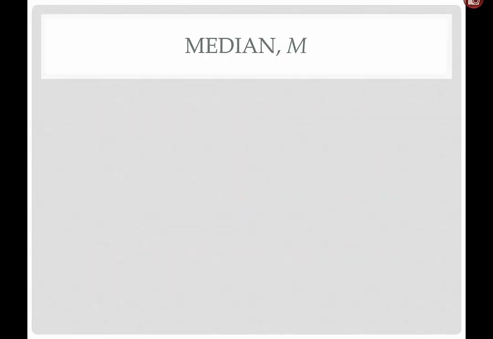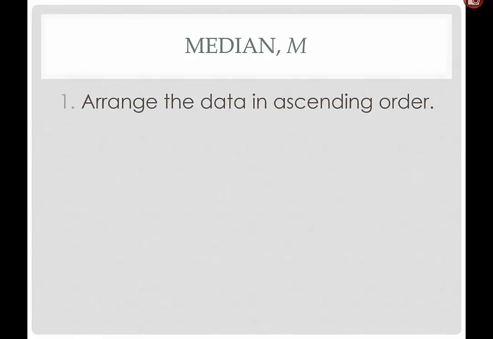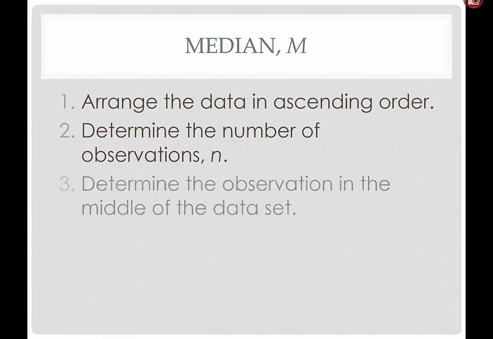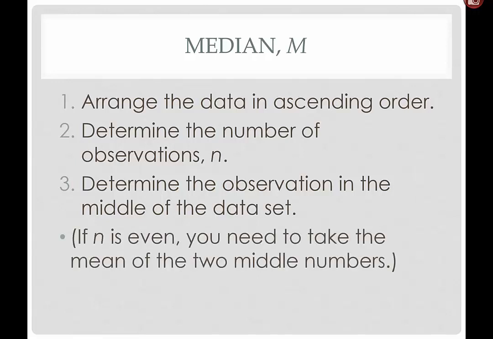Now let's take a look at the median. In order to find the median, which we denote with a capital M, first we arrange the data in ascending order, so from least to greatest, and then we determine how many data pieces there are, how many observations there are, that's your n, and then you're going to find the middle of the data set. So if there's an odd number of data values, then you're going to take the one that's exactly in the middle. If there's an even number, then you're going to have to take the middle two and find the mean of those. So you're going to add them up and divide by 2.